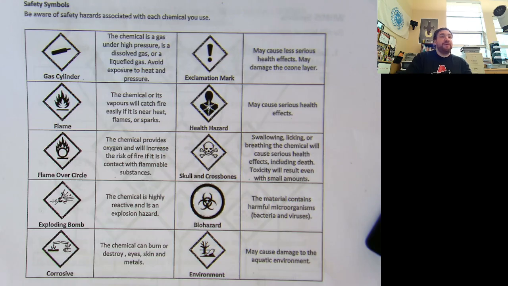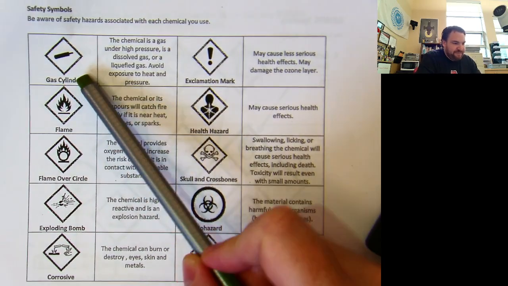You guys are going to be helping yourself to the chemicals. I'm not going to serve you from the chemicals. I want you to at least be aware of some of the dangers that these chemicals possess. So when you see these symbols, you recognize what they mean and how to treat these things with care. So this one, the first one, is the gas cylinder.